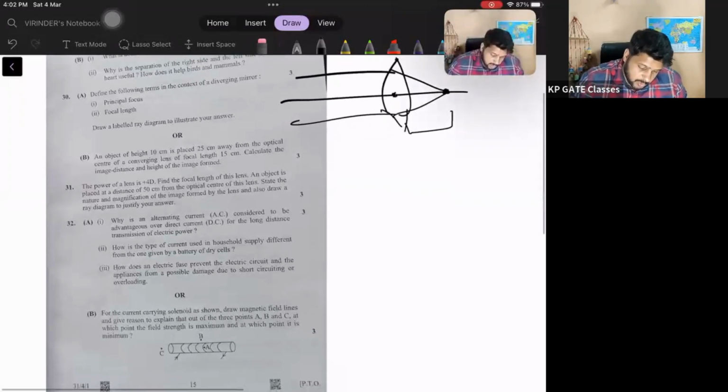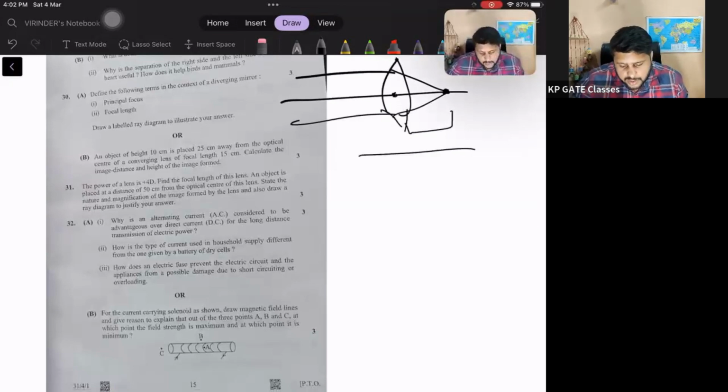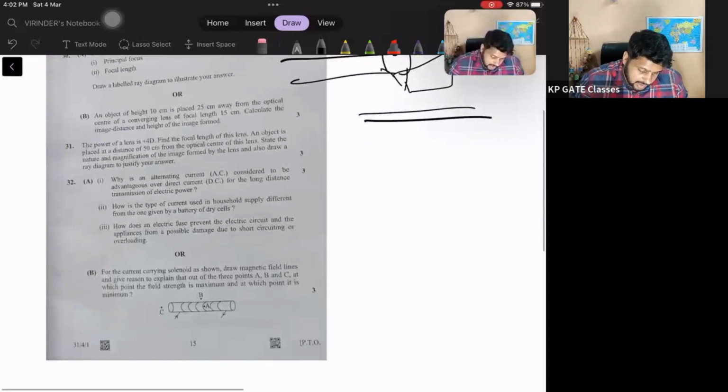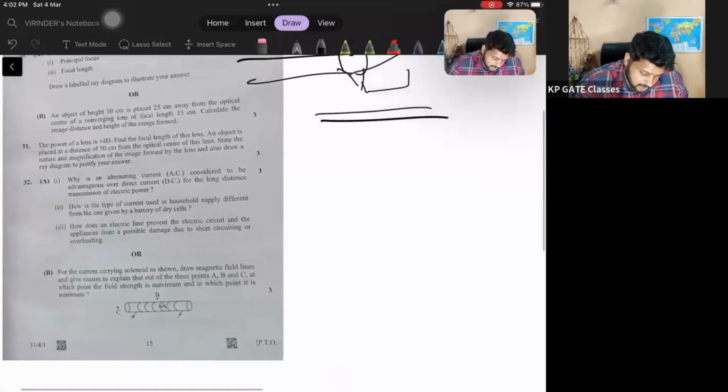Ray diagram to illustrate your answer. You just have to draw this diagram. Okay, so easy 3 marks here again. Then there we have a numerical also.